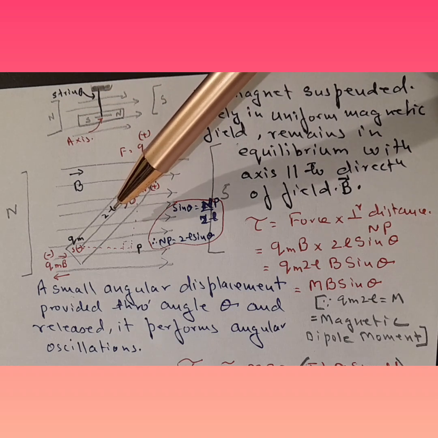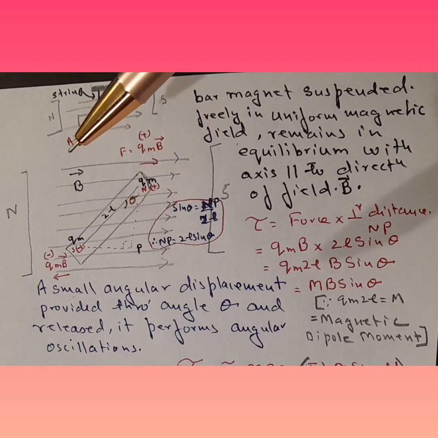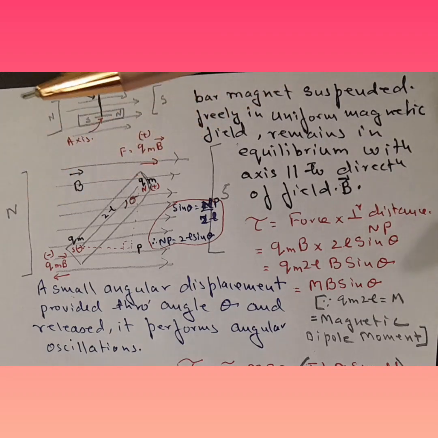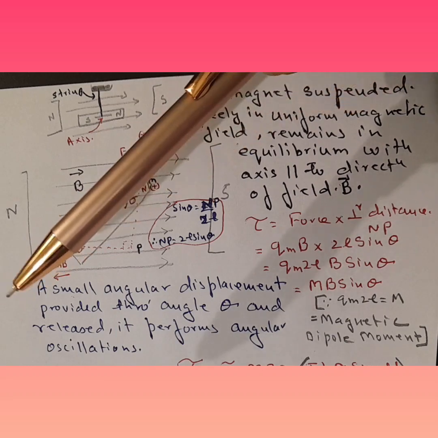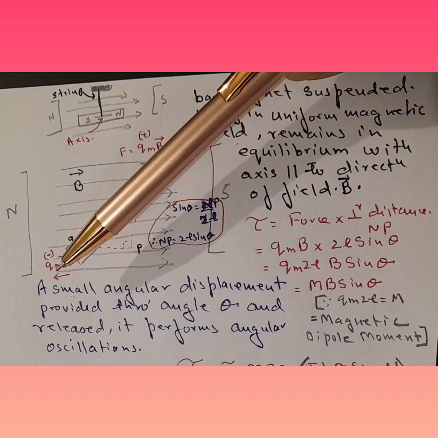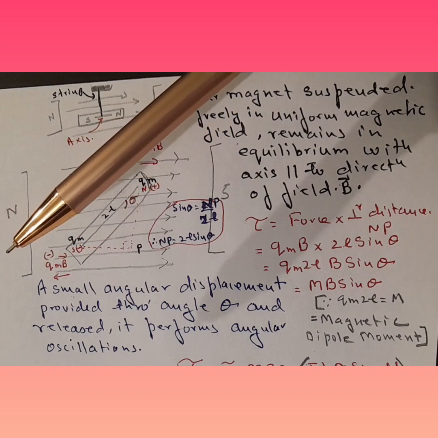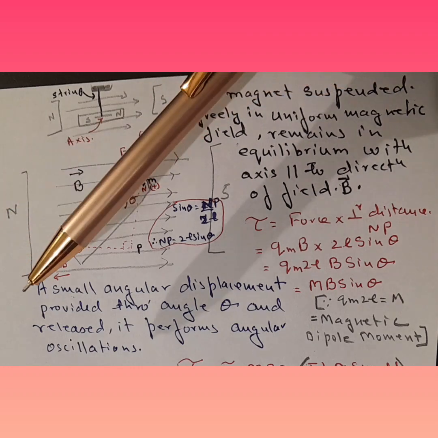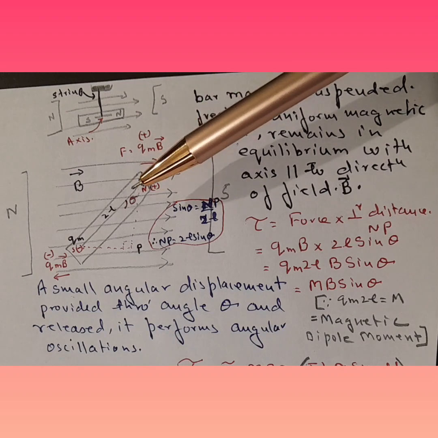As we provide a small displacement and release it, we find that it keeps on oscillating. Now let's try and understand this theta. This angular displacement that we gave was very small. So as we release our hand, we find that it starts oscillating. Now this oscillation, whether it is SHM or not, let's find out.